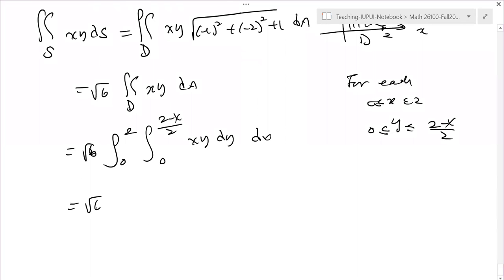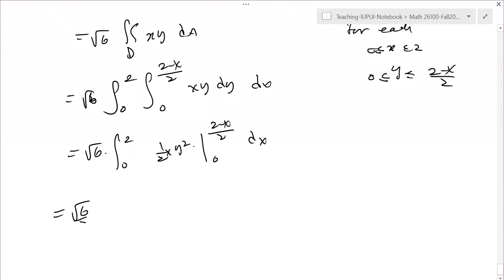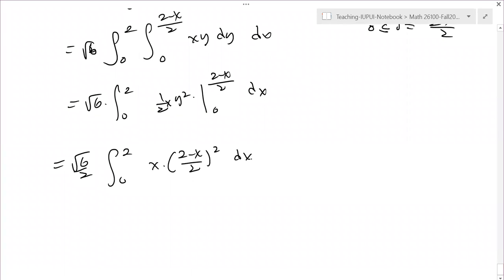So the antiderivative of x times y with respect to y is half of y squared times x. So we have x times y squared, half of (2 minus x) squared dx. All right, so you get a polynomial. So you can evaluate this polynomial. Question is, how do you do that? You can evaluate, right?